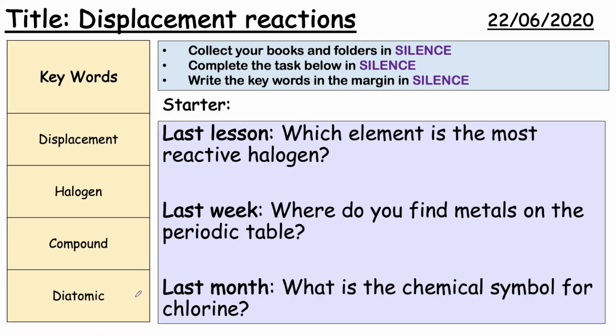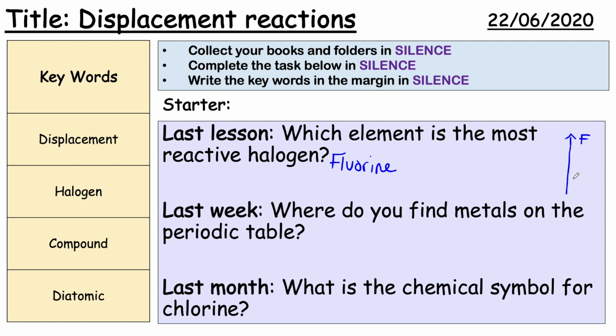Hi guys, today we're going to look at displacement reactions for group 7 elements. So we're going to start off with the starter as always. Which element is the most reactive halogen? Halogens is another name for group 7, and if you remember, the most reactive is found at the top of the group. So fluorine is at the top of that group, so fluorine is the most reactive.